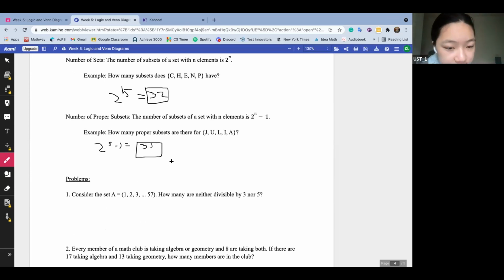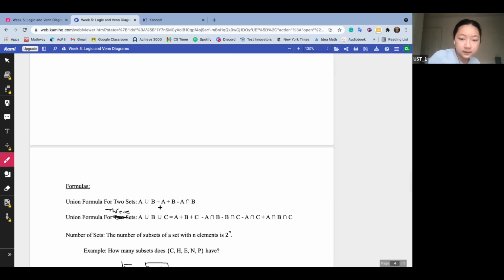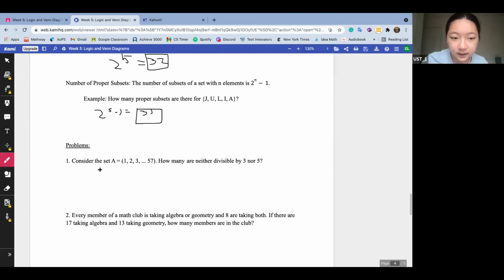So consider the set A equals 1, 2, 3, 4, 5, 6, all the way to 57. How many of the elements are neither divisible by 3 nor 5? So this question is going to use this formula up here. I'm just going to write it down.